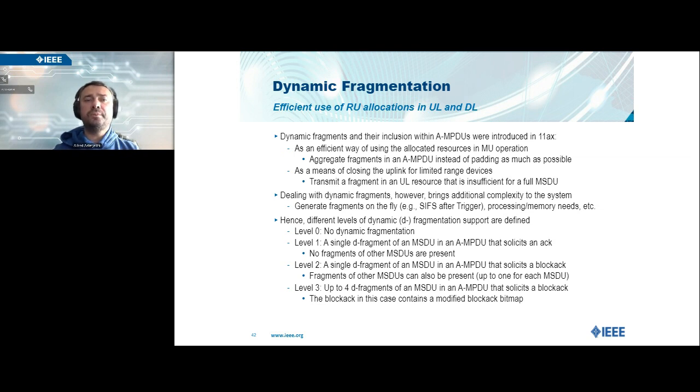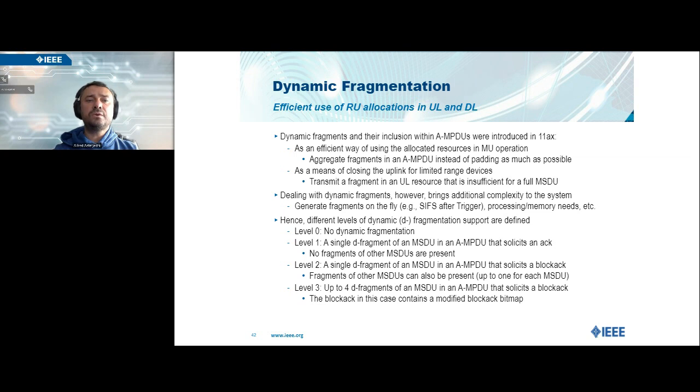And it can still be used as a means of closing the uplink for limited range devices. For example, when you are a device that is far away from the access point, and the access point is allocating you resources that are too small for containing a full MSDU, as a station you can only send 1 fragment. However, if you were to use the legacy fragmentation, then on the next fragment you had to use the same size fragment as the previous one, which is a significant restriction for using those resources to the best of your capabilities.